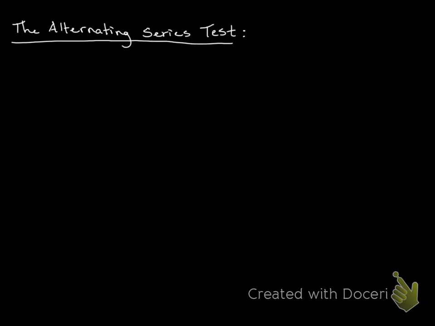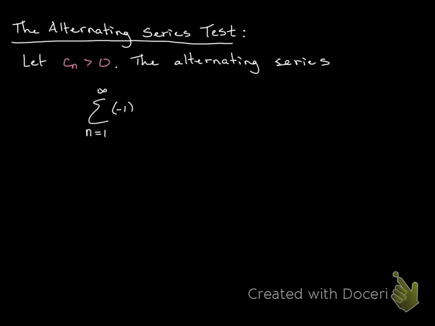The alternating series test. It goes something like this. Let C sub n be positive. The alternating series, either one of these two forms, minus 1 to the n of C sub n and minus 1 to the n plus 1 of C sub n. Each of these is just describing where the evens or odds are negatives. For the first one, this is when all the odds are negative, and for the second one, that's when all the evens are negative.